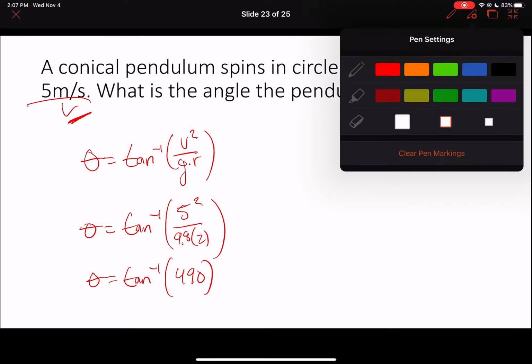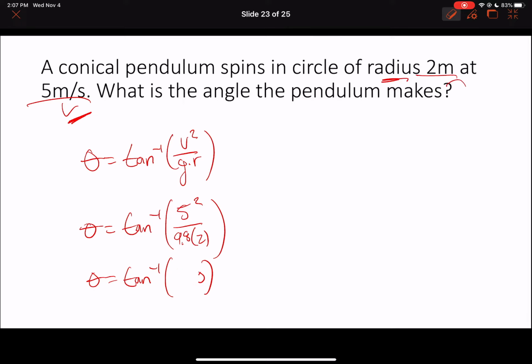My bad, that's not correct at all. I didn't divide. 25 divided by 19.6. There we go, that's a more correct number. 1.276. And inverse tangent of that is equal to 51.9 degrees. So that's the angle we make. That's actually a pretty wide angle.